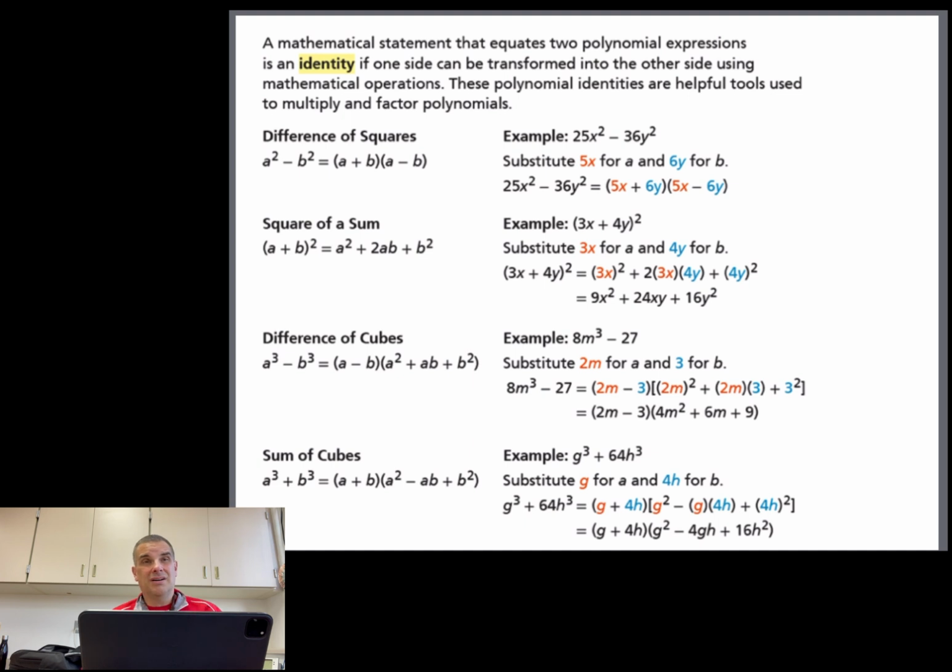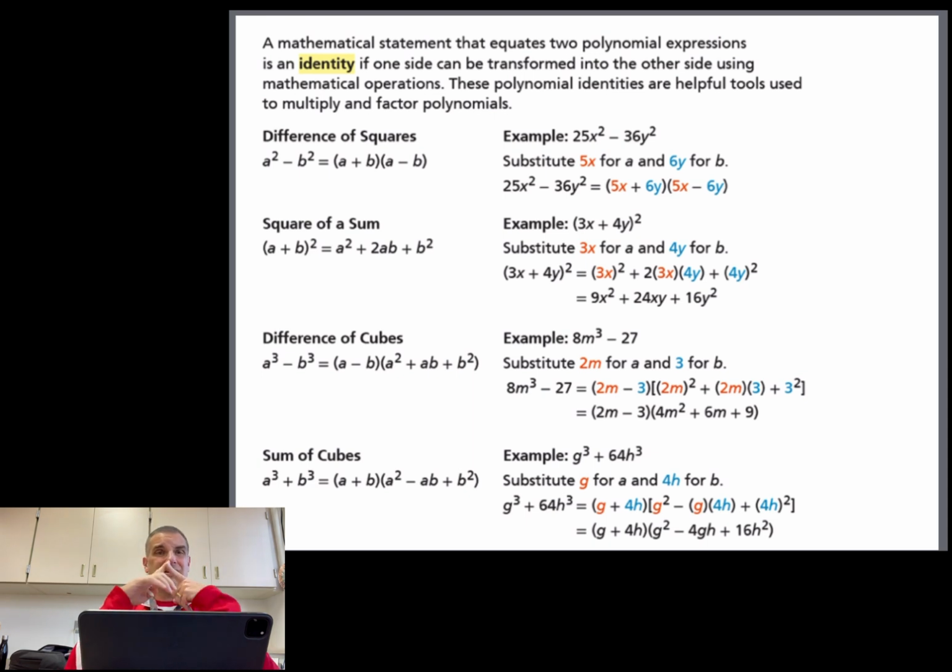Really what we're talking about are identities. It says a mathematical statement that equates two polynomial expressions is an identity if one side can be transformed into the other using mathematical operations. These polynomial identities are helpfully used when you multiply and factor polynomials. So these are kind of the nice ones to have in your toolbox.